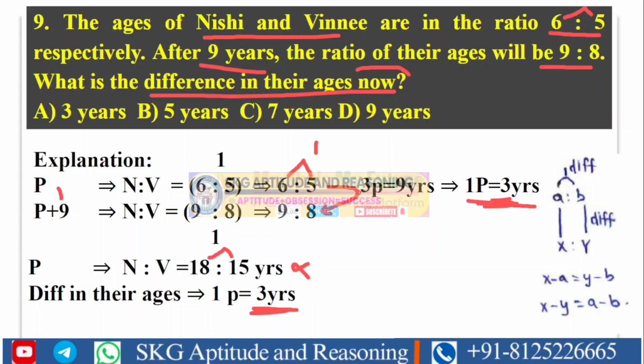So the difference between the ages of Nishi and Vinny is 3 years, which is presented in option A. I hope you understand this problem. Try to practice more questions to get a clear idea of such problems. Let's move further by discussing some other kind of question.